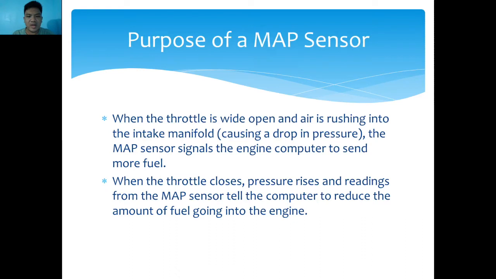When the throttle is wide open and air is rushing into the intake manifold, causing a drop in the pressure, the MAP sensor signals the engine computer to send more fuel. When the throttle closes, pressure rises and the reading from the MAP sensor tells the computer to reduce the amount of fuel going into the engine.